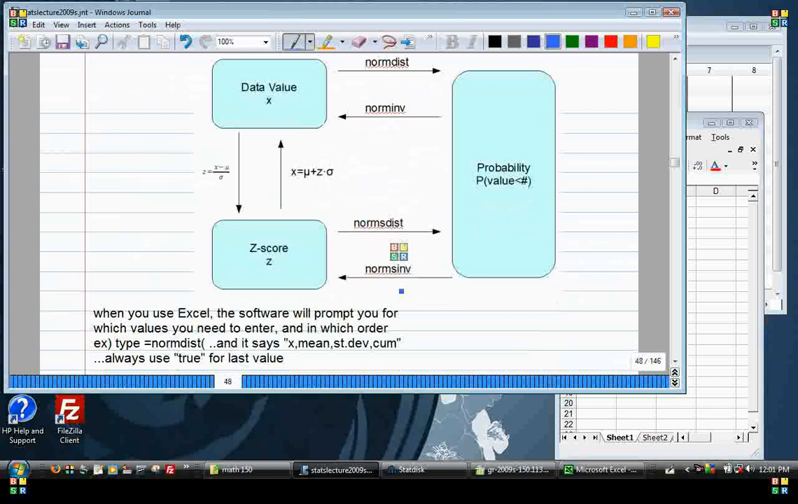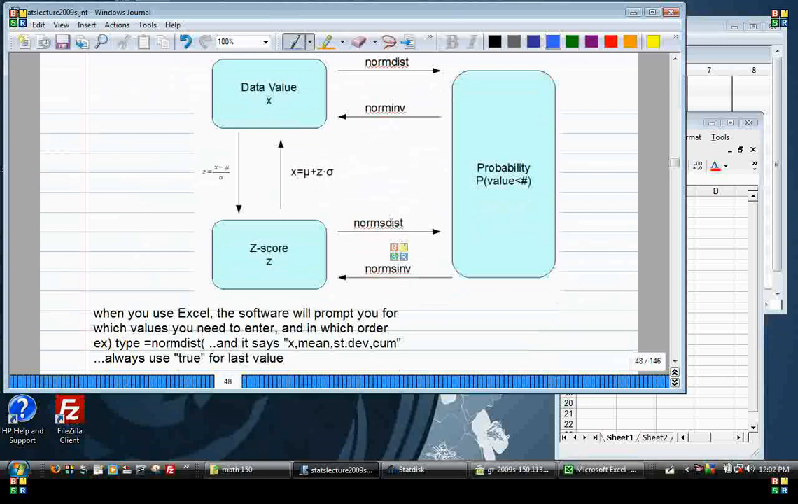So based on this chart, for example, if you have a data value and you want a probability, what can you do? You can only use one of them. Right. If you have a data value, you want to get a probability, you use norm dist.